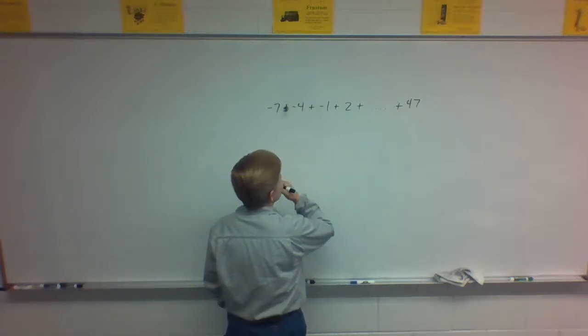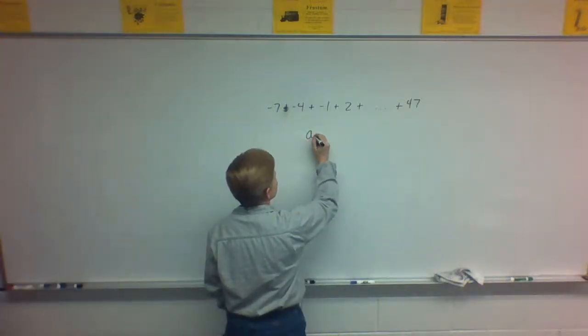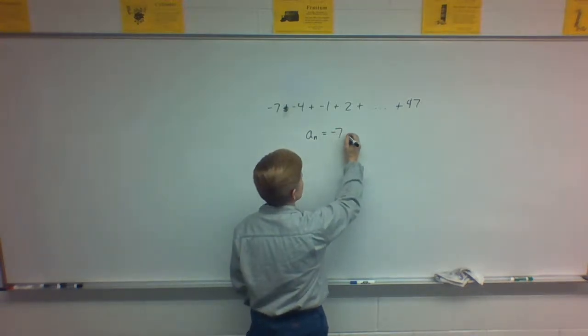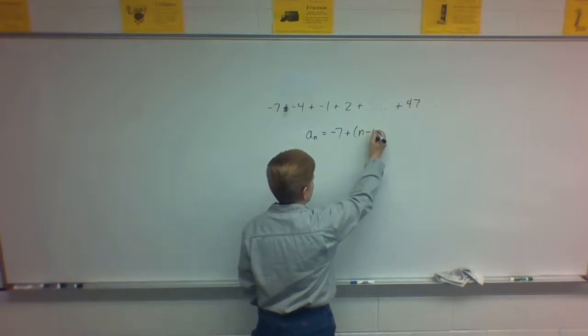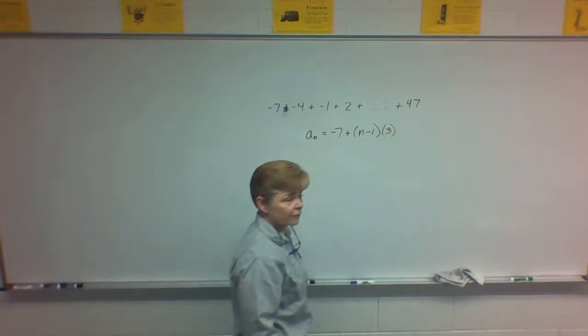So first we need an nth term formula. You've decided it's arithmetic, so a sub n is going to be equal to what? -7, good. Plus n minus 1 times 3. Everybody understand where that all came from?